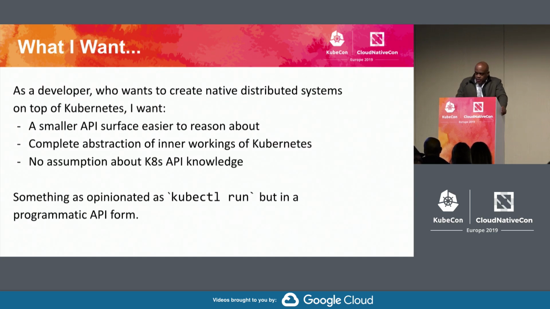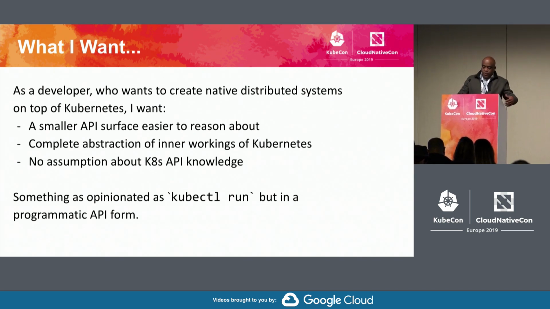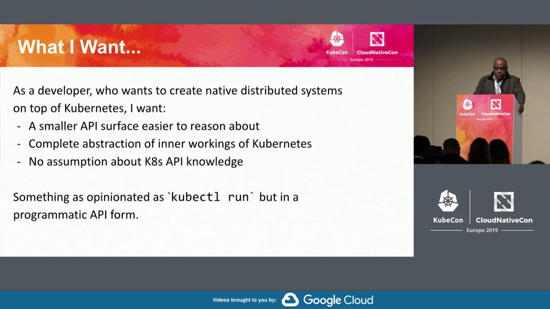As a software developer who's interested in building a native distributed application on top of Kubernetes, what I want is a small API surface that I can reason about, a complete abstraction of the inner working of Kubernetes. I don't care how the sausage is made, right? No assumption about Kubernetes API knowledge.